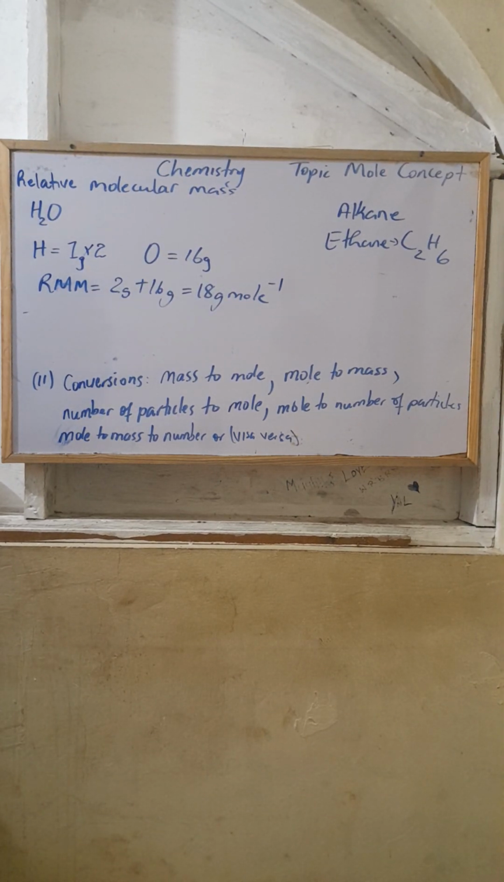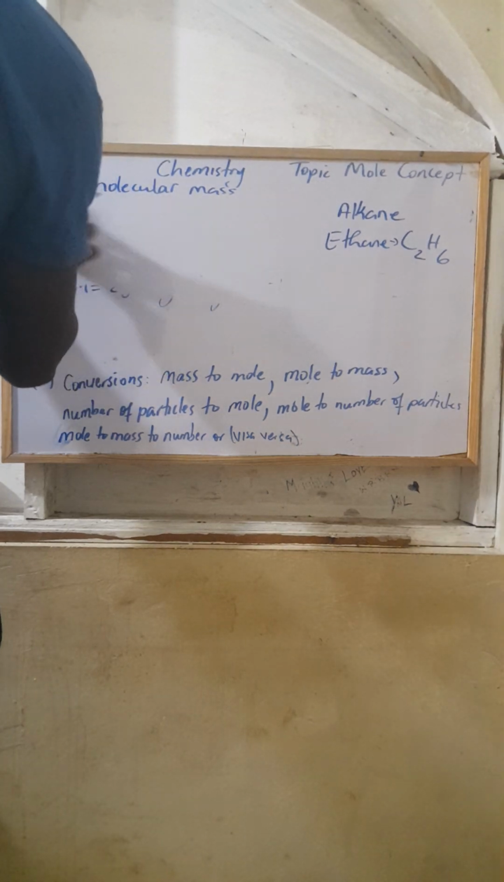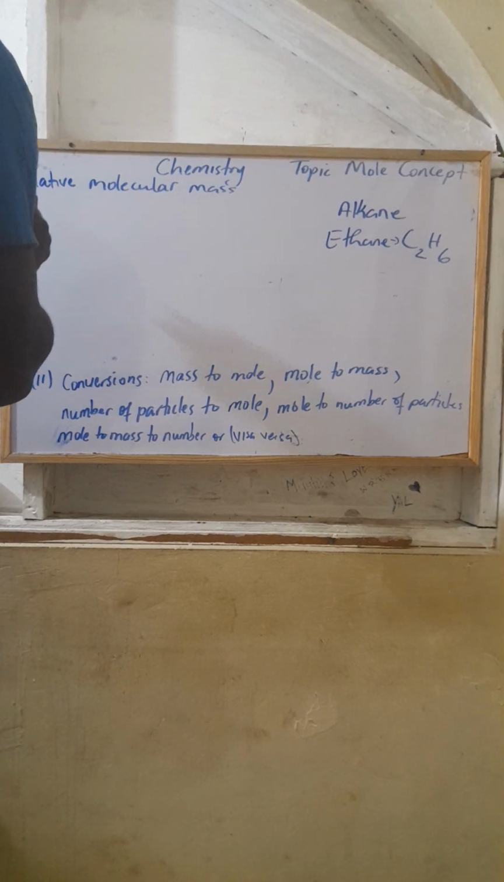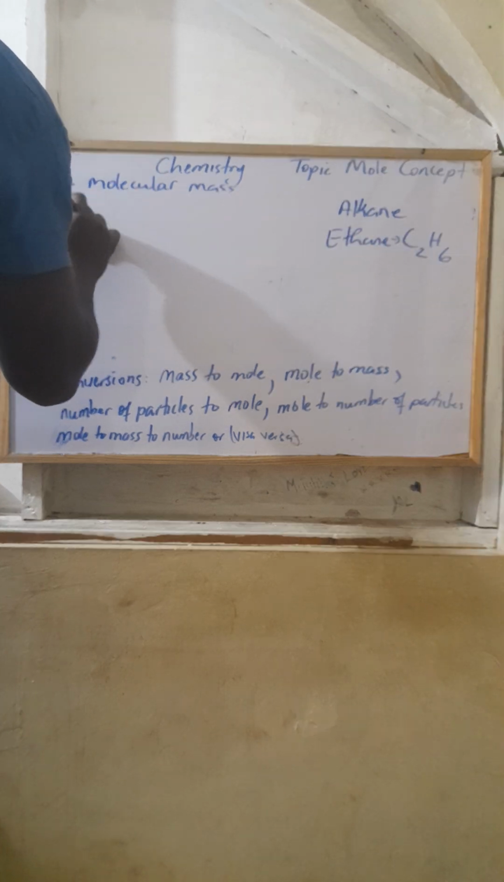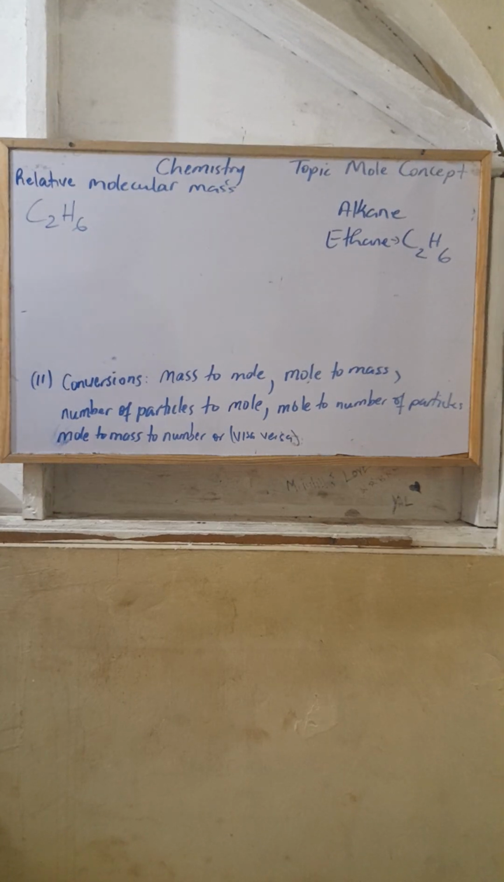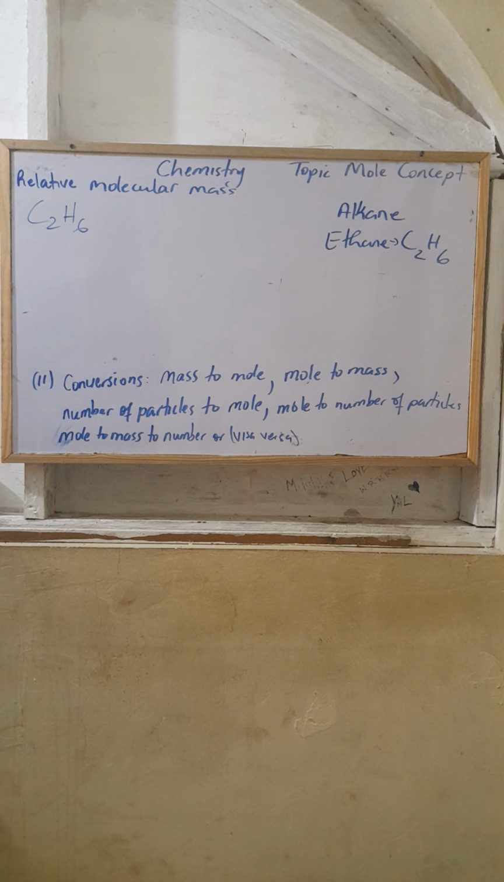Now, let us look at the other example on the board. The other example would be ethane, which is C2H6. Again, guys, I will repeat, I will make this known, I will make it clear. We must know the atomic number and the mass number of at least the first 20 elements of the periodic table. Go and study those elements and know their masses and atomic number.